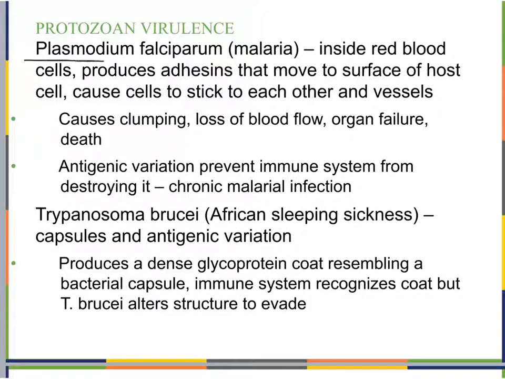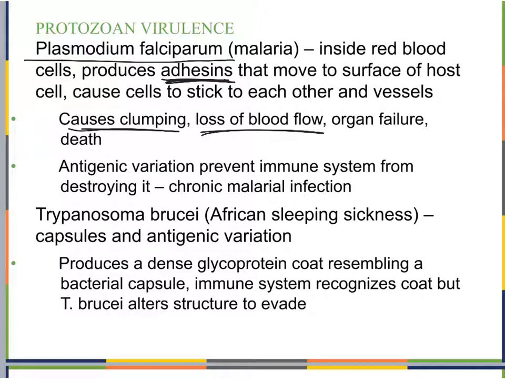Another example is Plasmodium falciparum. That is malaria, or the causative agent for malaria. Malaria gets inside of the red blood cells. What it does is it produces adhesins, just like we said. So it produces adhesins that move to the surface of the host cell. And what it does is it causes the cells to stick to each other and stick to vessels. So it kind of creates its blood clot utilizing these adhesins. So it's going to cause this clumping up of the blood cells. When it has a clumping up of the blood cells, then we have a decrease in blood flow.